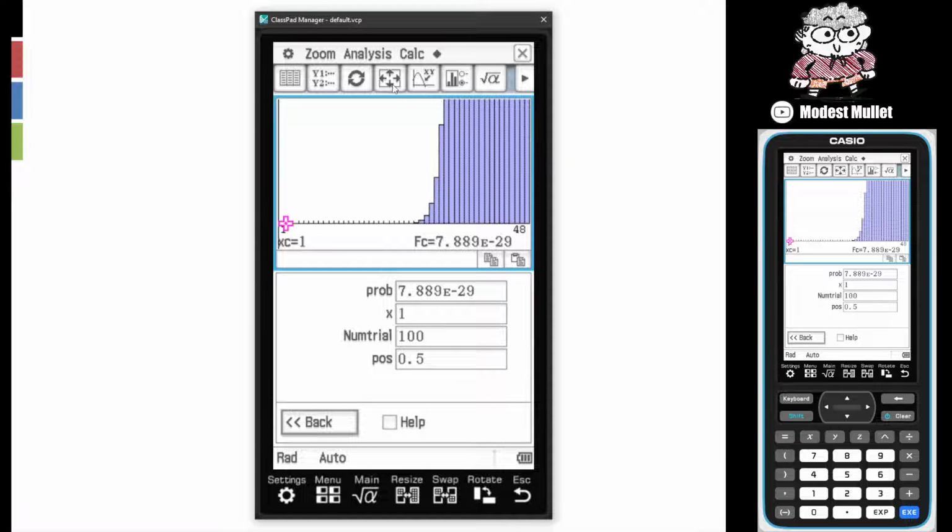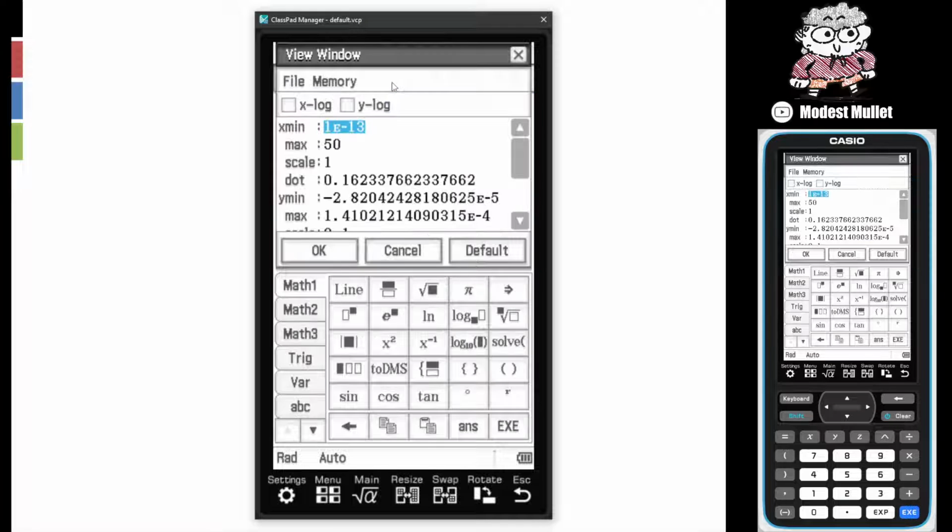Where's it? No, not that one. Where are we gonna, let's go. How many trials? Oh, we're doing 100 trials, I think.